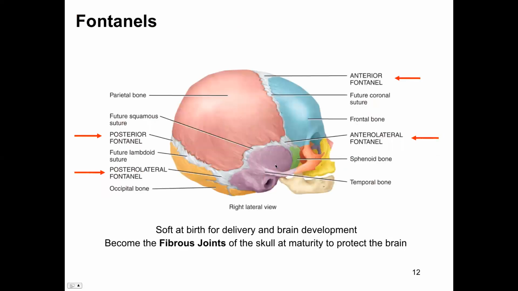And I wanted to stress that those fibrous joints of the skull start off as fontanels, all right? So as you know, the head of the infant is very soft. And this is because these sutures here are not fibrous yet. They're called fontanels, and this allows for the skull to compress. So this still allows protection, but allows room for the brain to expand until maturity.